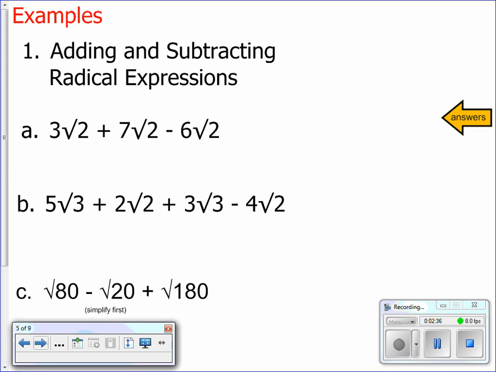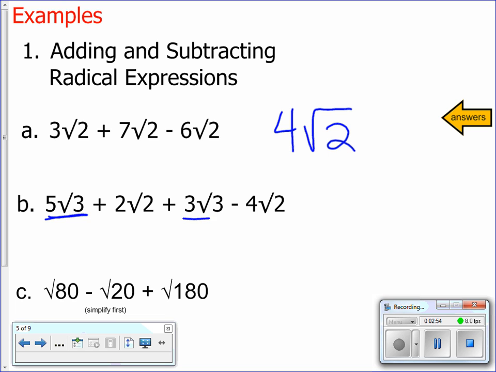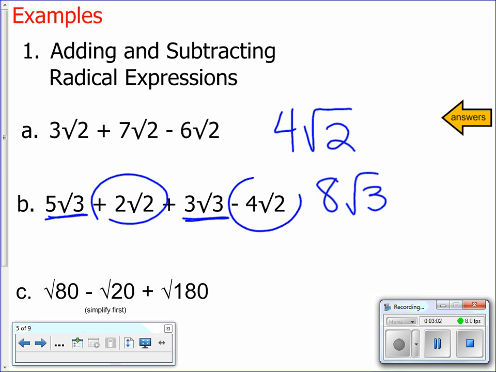All right, so adding and subtracting radical expressions. So 3 square root 2 plus 7 square root 2 minus 6 square root 2 is 4 square root 2. The next one, we have to combine like terms. So these two are the same, so that becomes 8 square root 3. And these two are the same, so minus 2 square root 2.